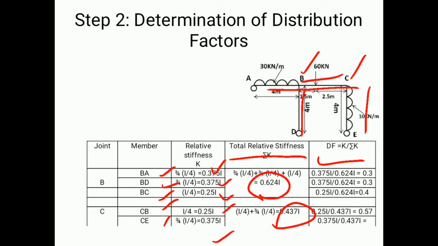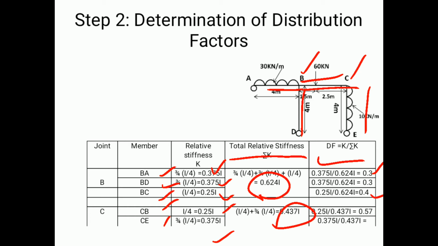So similarly, the calculation of distribution factor. If I just take the ratio of k by sigma k, I'll get the respective distribution factors. So for BA, I have the relative stiffness as 0.375 I, and total stiffness I have as 0.624. So if I divide one on the other, I will get 0.3. Similarly for BD, I have got it as 0.3, and BC, I have got it as 0.4.